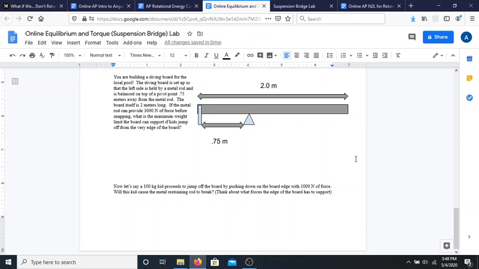Remember, if we're trying to support the maximum weight, it means the system is still in equilibrium. So you want to think about how we can keep this in rotational equilibrium. Pause the video here and try to work through this question. Once you think you have an answer, or if you're stuck, play it again and we'll see what we can do.